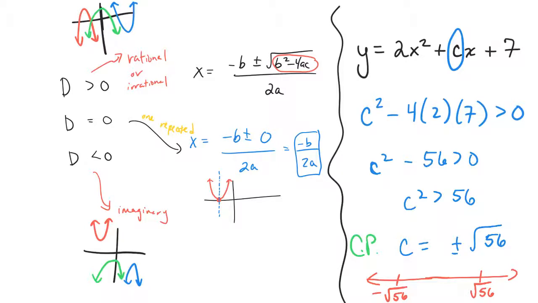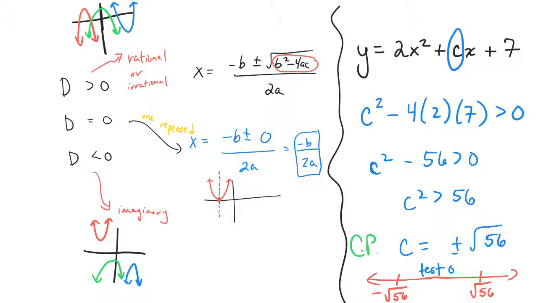I need to test all three regions and see which of them turns out to be greater than 0. I'm going to test points in this line right here, in the part before we actually solved. So let's pick points. Here I would test 0.